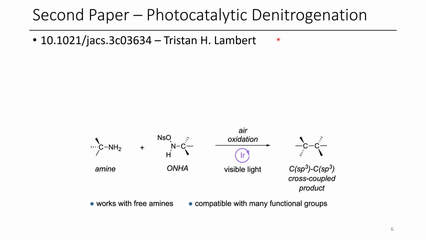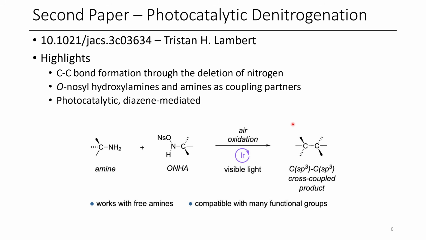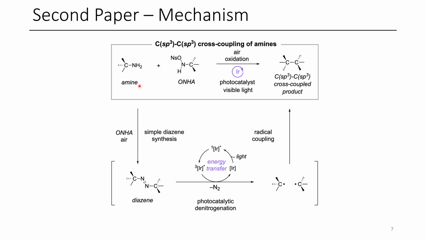The next paper for today is Photocatalytic Denitrogenation. In this case, we have a bimolecular reaction affording a new C-C bond in the product, and this was done using amines and O-nosyl hydroxylamines as coupling partners. This is a photocatalytic diazene-mediated process, which is quite similar to work that we've seen from the Levin group in the past. The mechanism of this reaction is as follows.